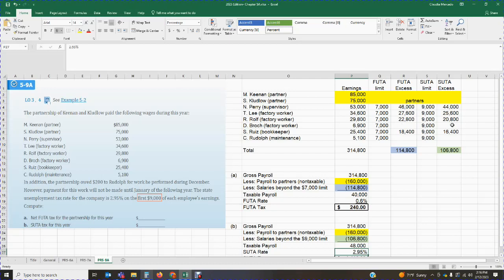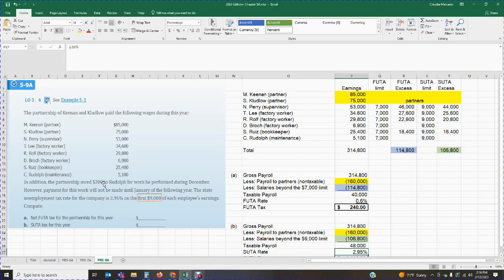The same thing for SUTA. My SUTA limit is 9,000, and because Brock only earned $6,900, there is no excess for Brock. That means that the whole $6,900 will be taxed for SUTA purposes. Please organize your data. Read over the information. That way you understand.